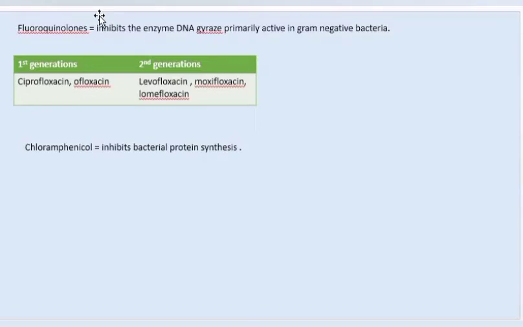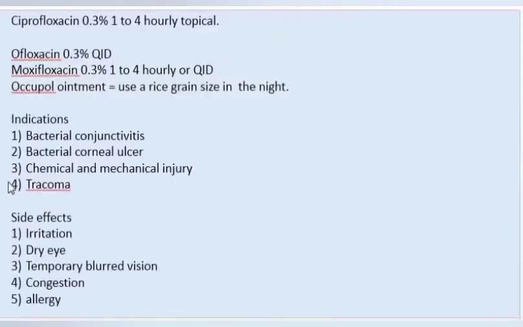Fluoroquinolones inhibit the enzyme DNA gyrase, primarily active in gram-negative bacteria. They have first generation and second generation. First generation: ciprofloxacin and ofloxacin. Second generation: levofloxacin, moxifloxacin, and lomefloxacin. And chloramphenicol inhibits bacterial protein synthesis. This is enough for now, okay; the ophthalmologist part comes further in third year. And now this I have already explained.